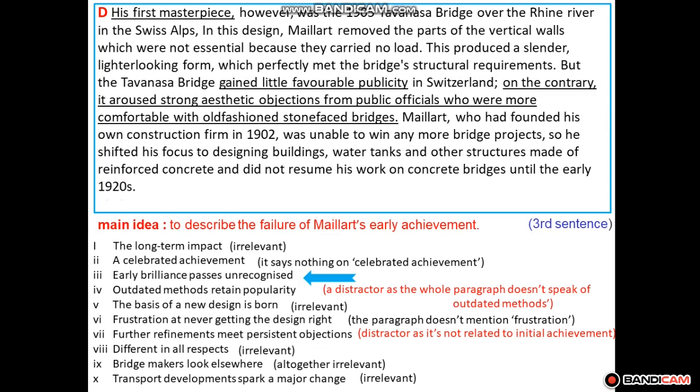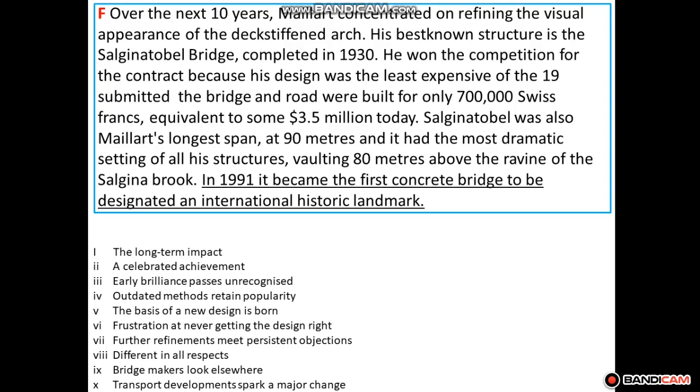Early brilliance passes unrecognized. It wasn't noticed. In fact, it should have been noticed, but it didn't. Okay, now because that matches the main idea to describe the failure of Miller's early achievement. Okay, coming to paragraph F.